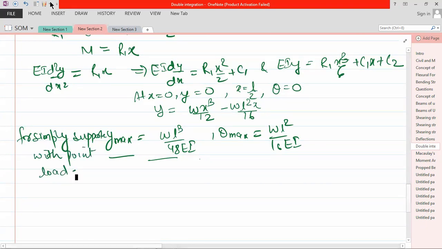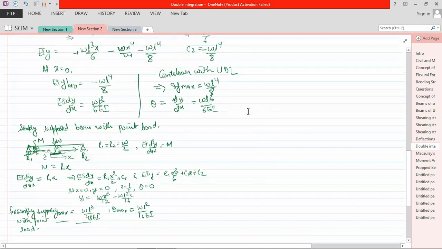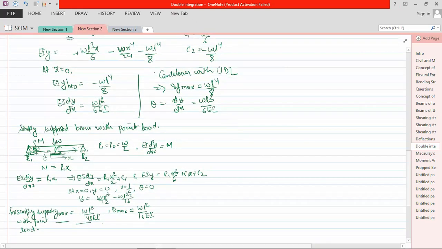Okay. Now I'm going with simply supported with UDL now.